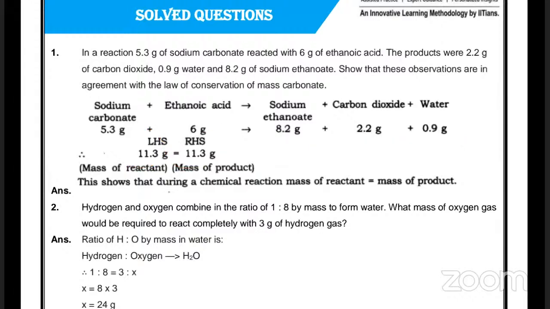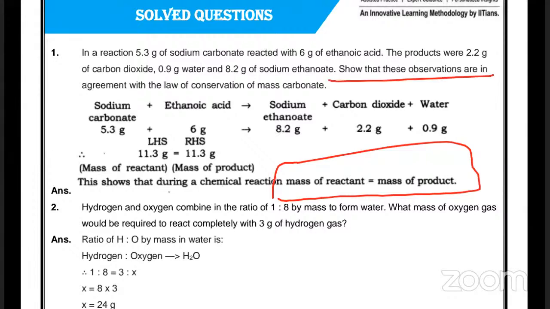Now you just have to say that the LHS is equal to the RHS, meaning the mass of the reactants is equal to the mass of the products. So this equation holds good for the law of conservation of mass, right? This shows that during a chemical reaction, mass of reactants is equal to mass of products, meaning it follows the law of conservation of mass. So as per the question, it is a clear answer.